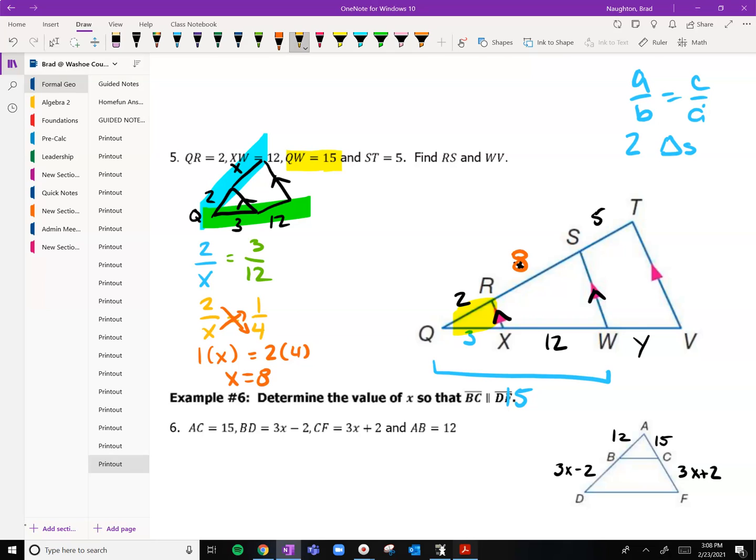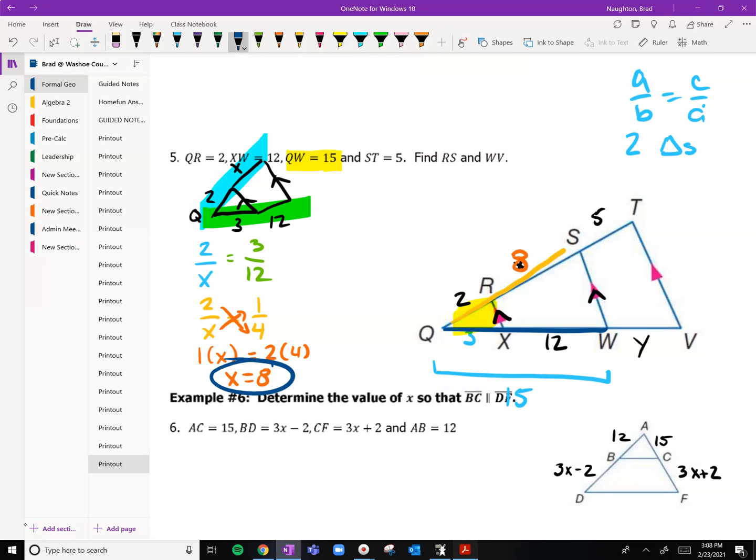So let's double check our scale factor here. So 2 is to 8 going this way, as going this way, 3 is to 12, and that reduces to 1/4. So our scale factor is good. We're all set. We've checked it. X is equal to 8. It makes sense. All right, I'm going to erase this so I have more space.